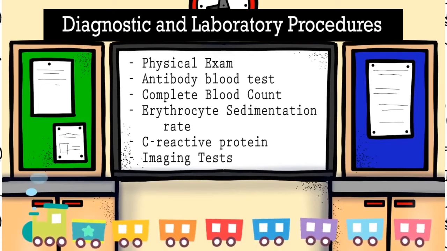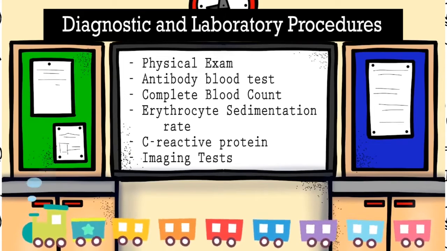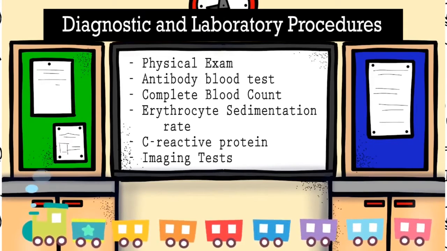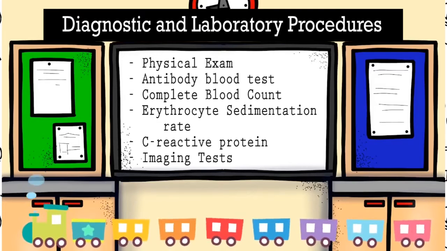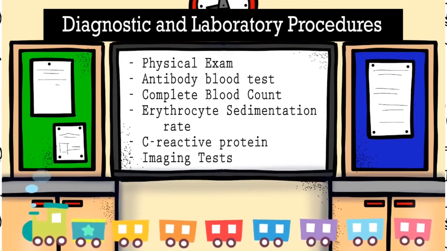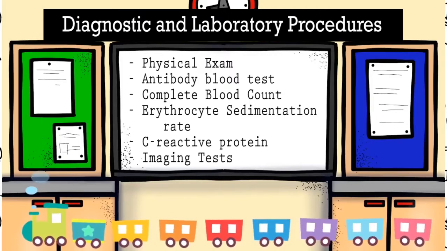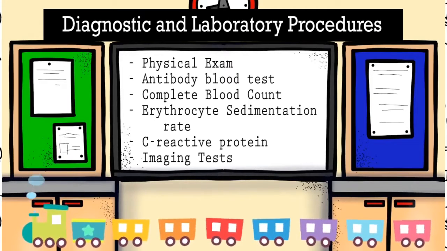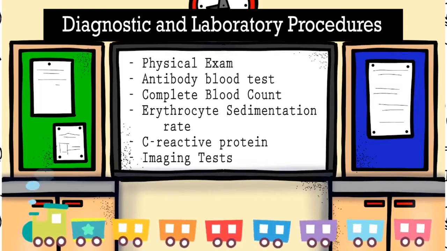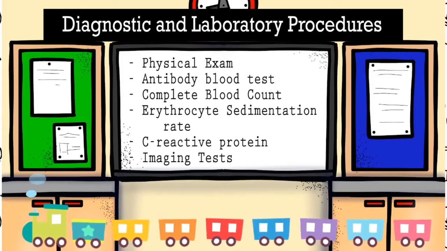Diagnostic and laboratory procedures. Physical exam. The doctor will check the joints for swelling, tenderness, and range of motion. RA tends to strike several joints. Antibody blood tests. Doctors look for certain proteins that show up in the blood when the patient has RA. These proteins mistakenly target healthy cells and kick off the inflammation process. So a high or positive result means inflammation is in the body.